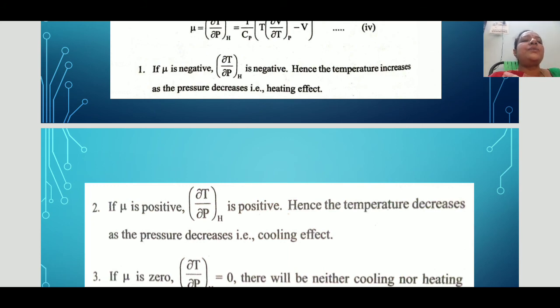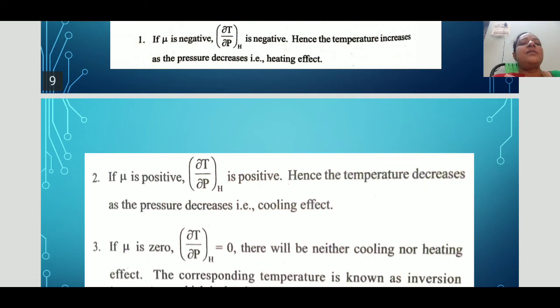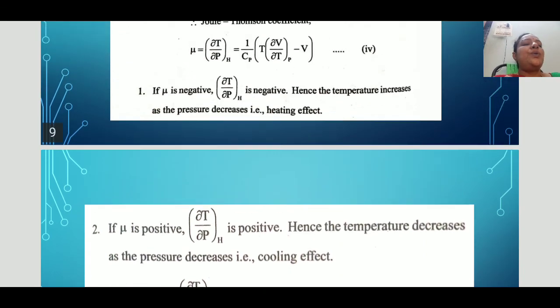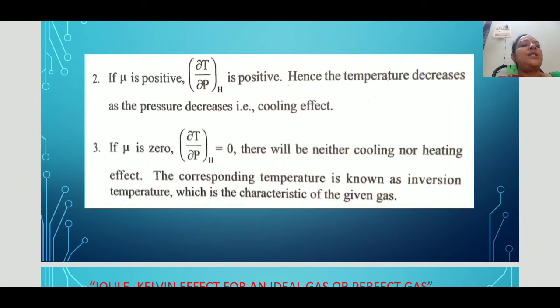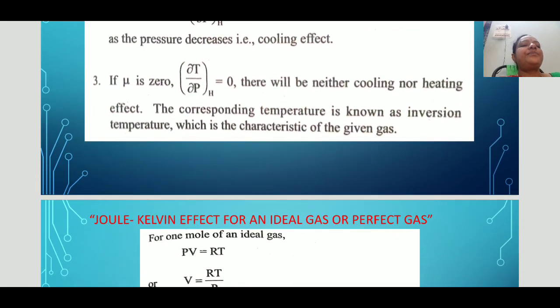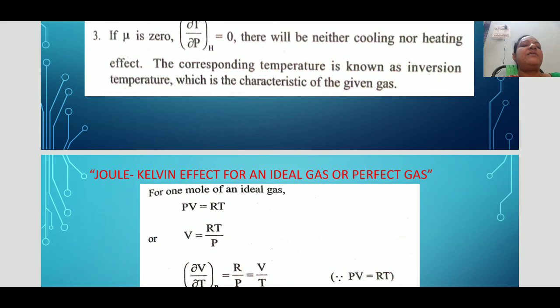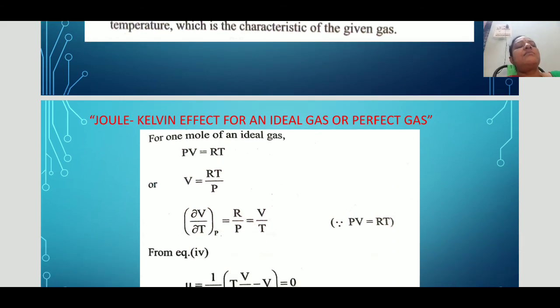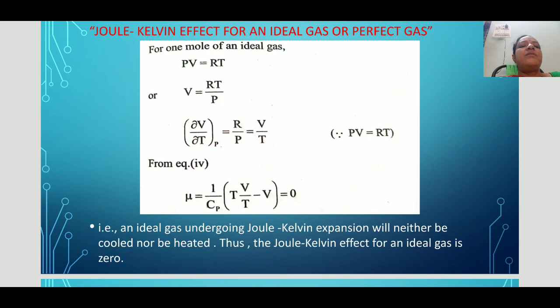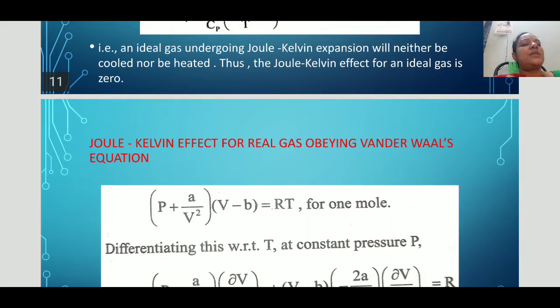When mu is negative, it shows a heating effect. Similarly, when mu is positive, it shows a cooling effect. When mu is equal to 0, the JK effect will be 0. After deriving that coefficient, we calculate the JK coefficient in the case of an ideal gas. For the ideal gas, mu is equal to 0. That means an ideal gas neither shows a heating effect nor a cooling effect when it passes through the porous plug.